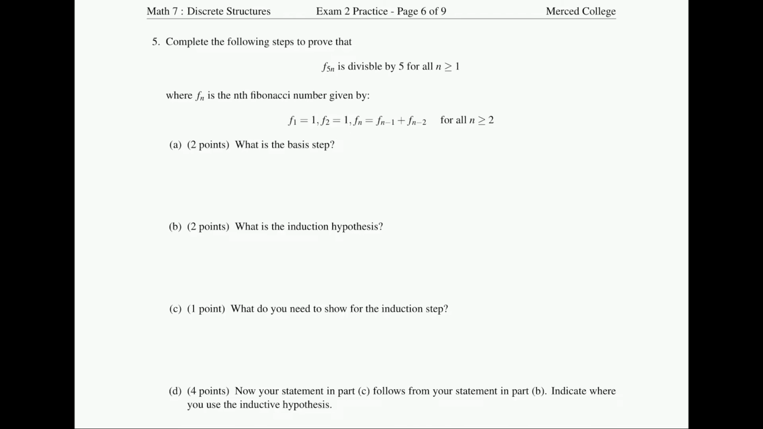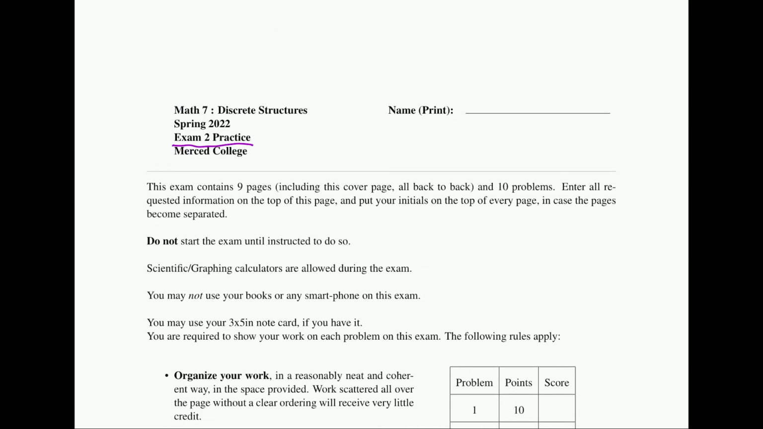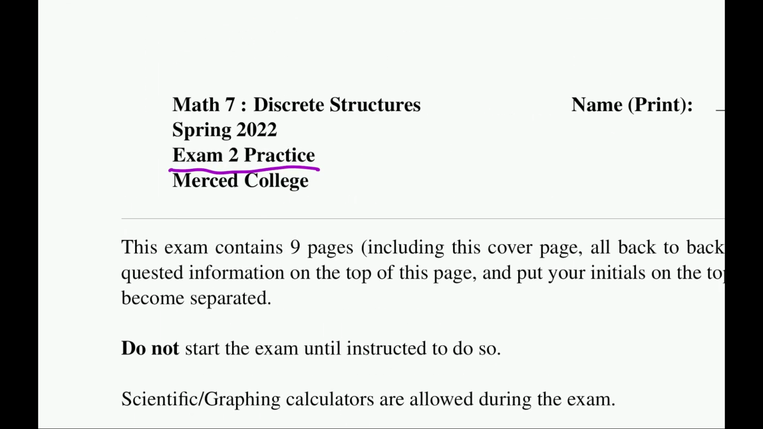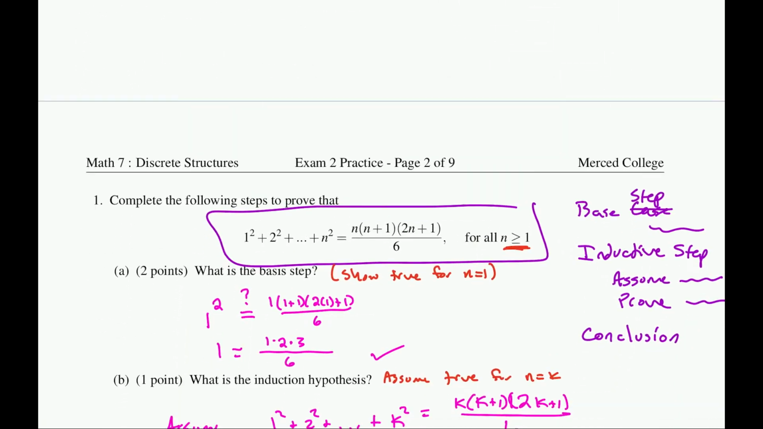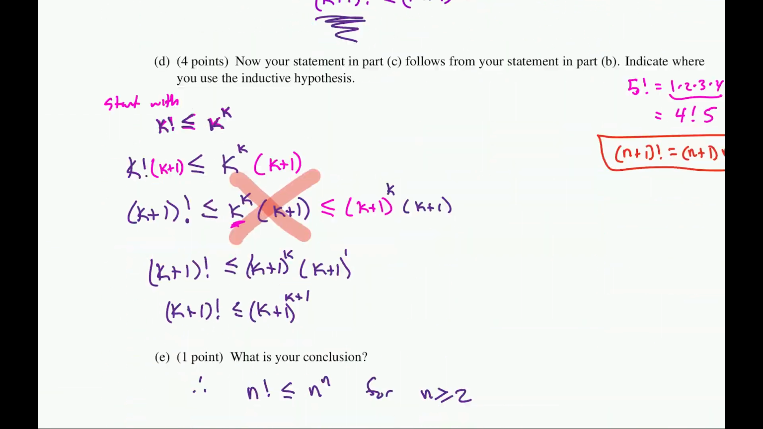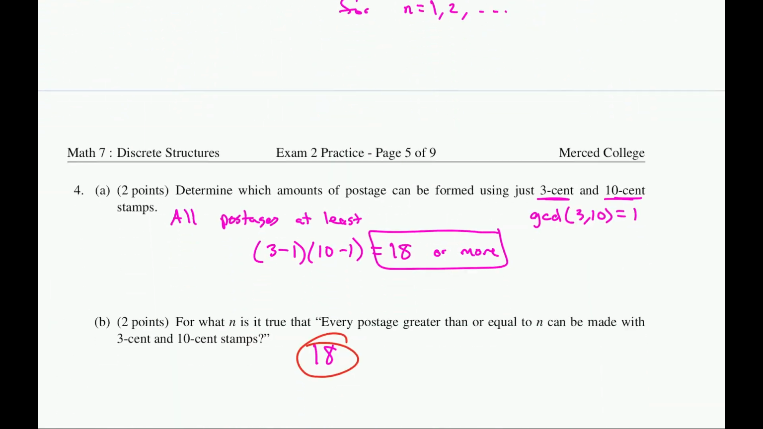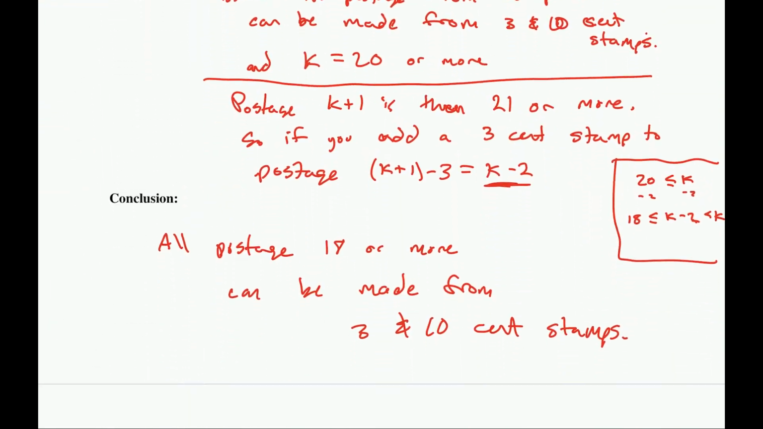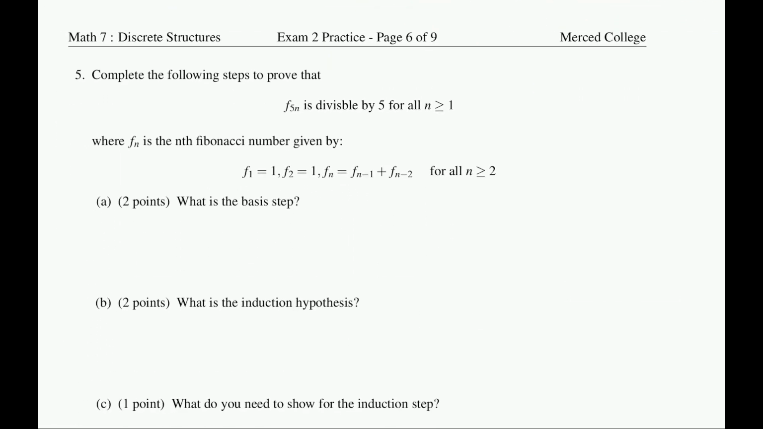Hello, everybody. What we're going to do now is the second half of the exam 2 practice questions. In the first video, we did 4 induction proofs. So we have 1 proof left and also the rest of the exam. Let's go ahead and get right into it.